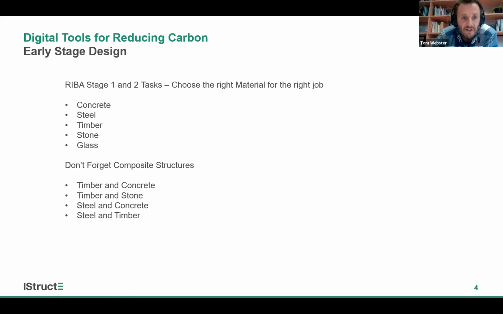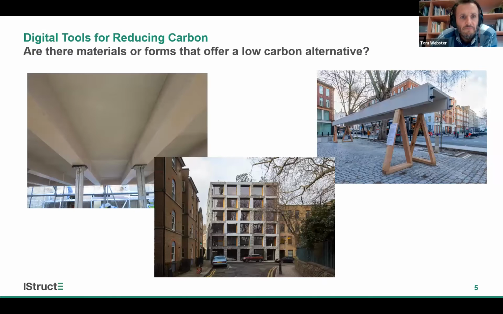I'm a massive fan of composite structures. We at Webb Yates have done a number of timber and concrete composites, as well as timber and stone. But steel and concrete and steel and timber are also viable options. What we are trying to do is find options and use our software to hone the design down to meet the project parameters, often cost, and viability and availability of materials.